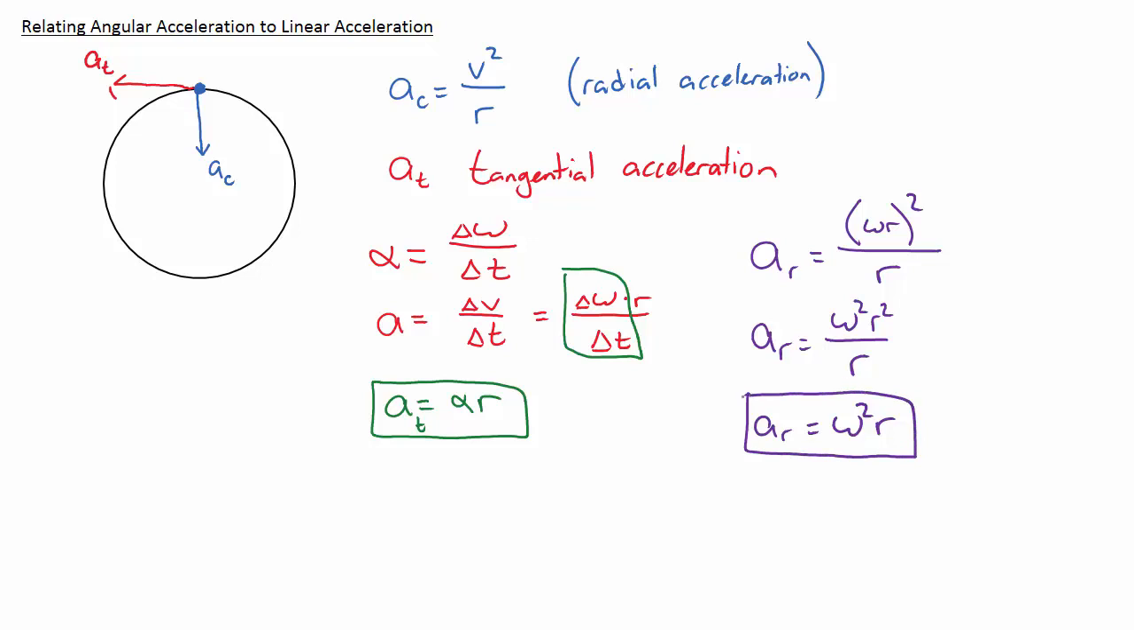So it's important to understand the directions of each one of these accelerations. The radial is my inward, my centripetal acceleration, while my tangential is going to be along the tangent. So the radial is always existing whenever you have an object moving in a circular path. The tangential acceleration only exists when you have an object that is changing its speed.